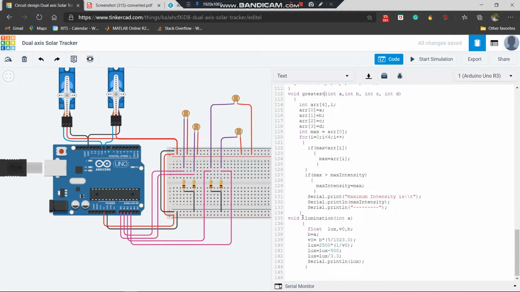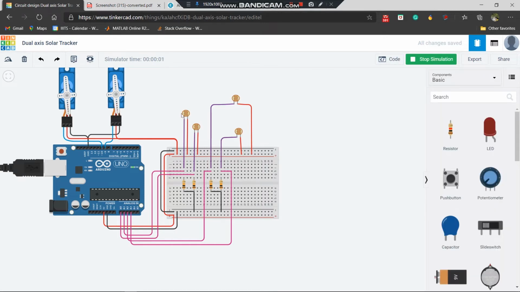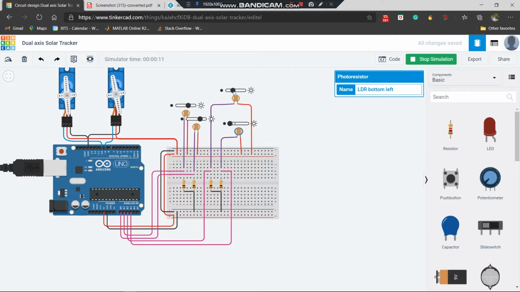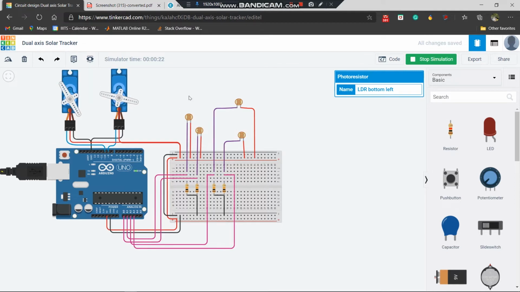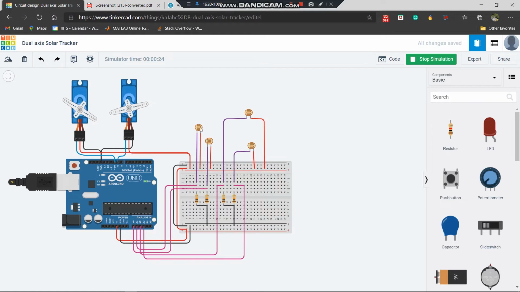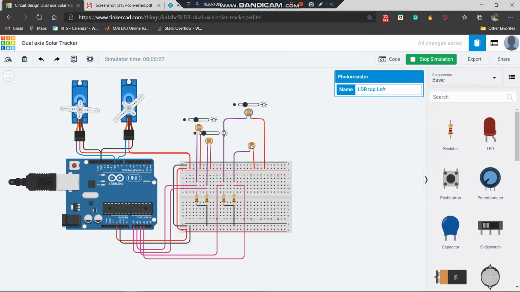And the last function is elimination, to find the elimination of the four LDRs. Now we will see. Coming to the working part, we can give the input here. We can see that both the horizontal axis and vertical axis servo motors are rotating to an angle such that it will get the maximum intensities.